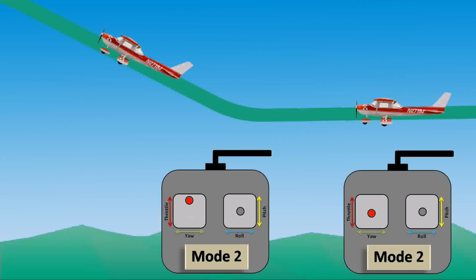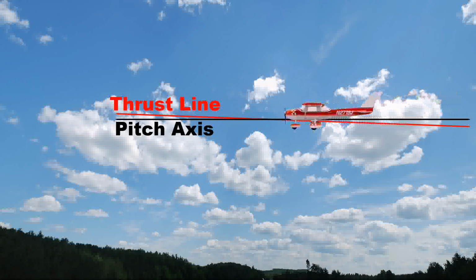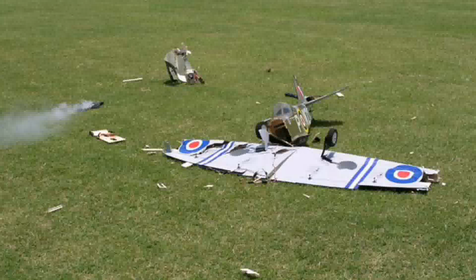If a model climbs or descends when changing throttle, you have a thrust line problem. What is a thrust line problem? Well, that's when the line of thrust from the motor does not match the pitch axis of the airplane. When this is the case, as throttle is increased or decreased, the airplane is forced off track. This can be annoying, and in the extreme, it can cause the pilot to begin looking for a bag in which to collect the pieces.